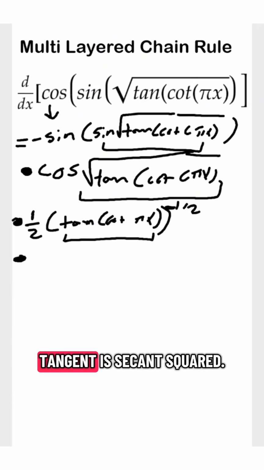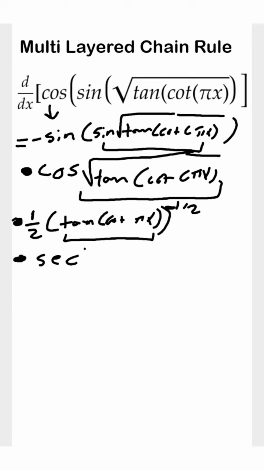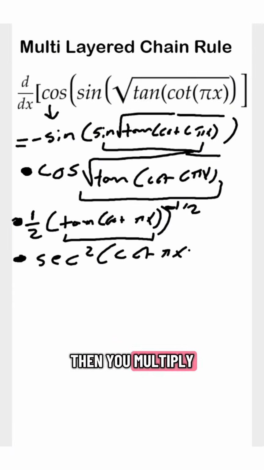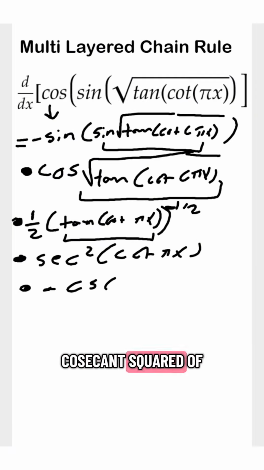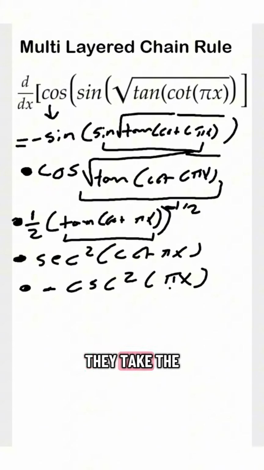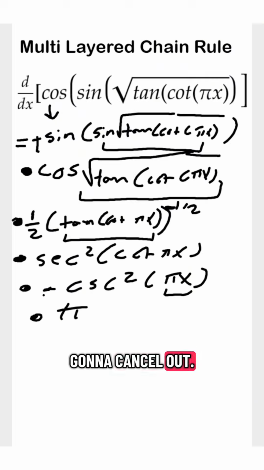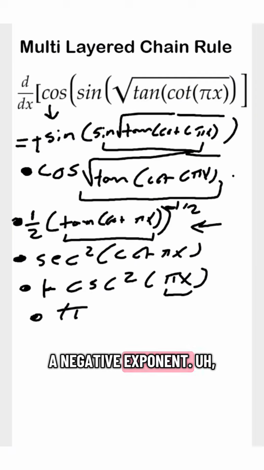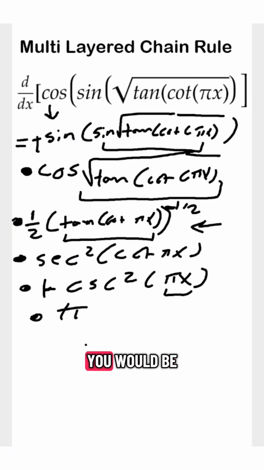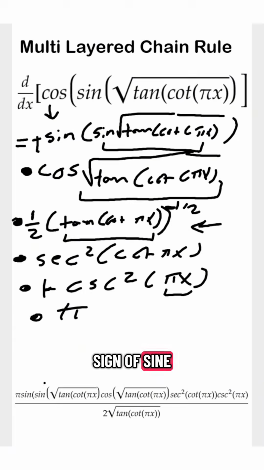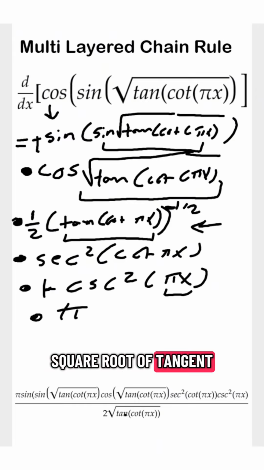The derivative of tangent is secant squared, keep the inside the same, and then you multiply by the inside. So now we have the derivative of cotangent, which is negative cosecant squared of pi x. Then you take the derivative of pi x, which is just pi. And when you simplify, these signs are going to cancel out. This term is going to go into the denominator, because anything to a negative exponent, you're basically just dividing by it. You would be left with pi sine of square root of tangent of cotangent of pi x multiplied by everything else divided by 2 square root of tangent cotangent pi x.